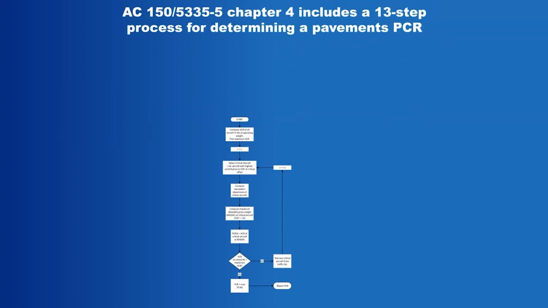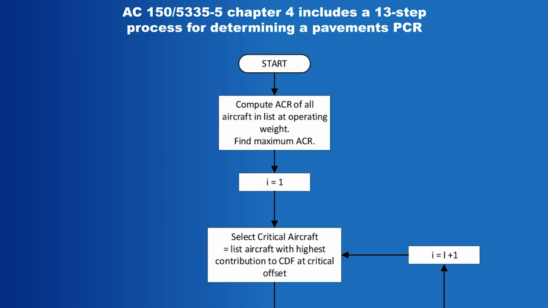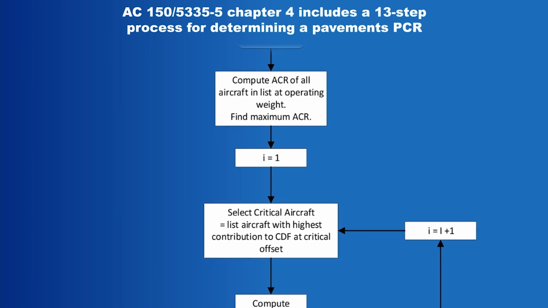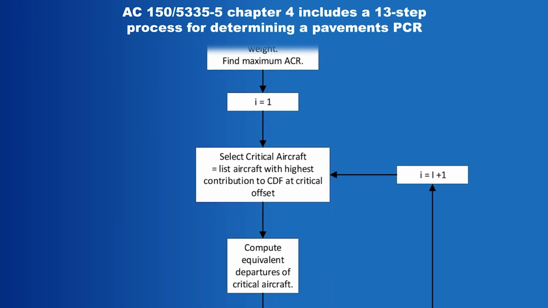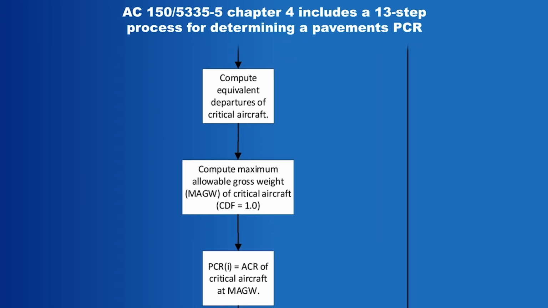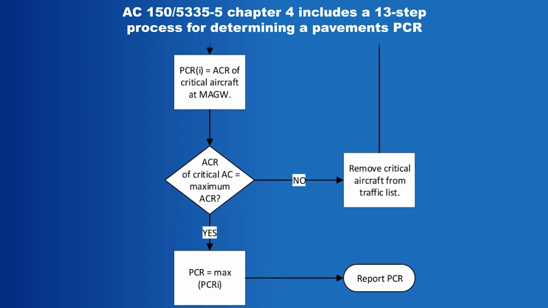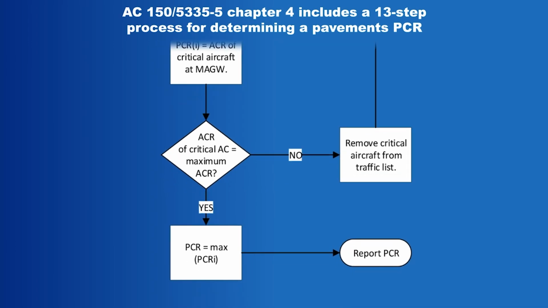How to calculate the PCR. AC 150/5335-5, Chapter 4, includes a 13-step process for determining a pavement's PCR. FAARFIELD automates much of this process. The user enters the pavement structure and traffic into FAARFIELD, and FAARFIELD performs steps 3 through 13 as part of the PCR analysis.